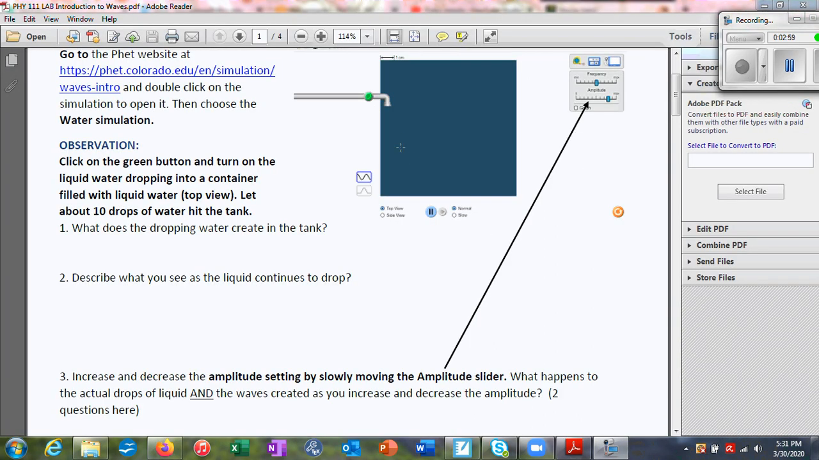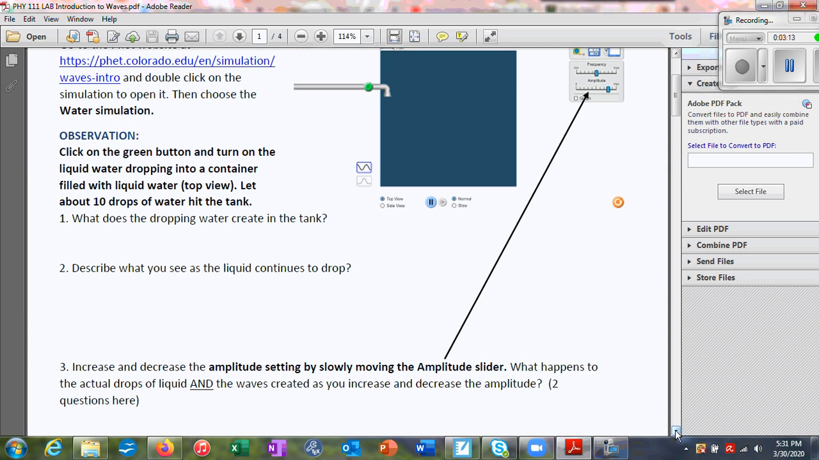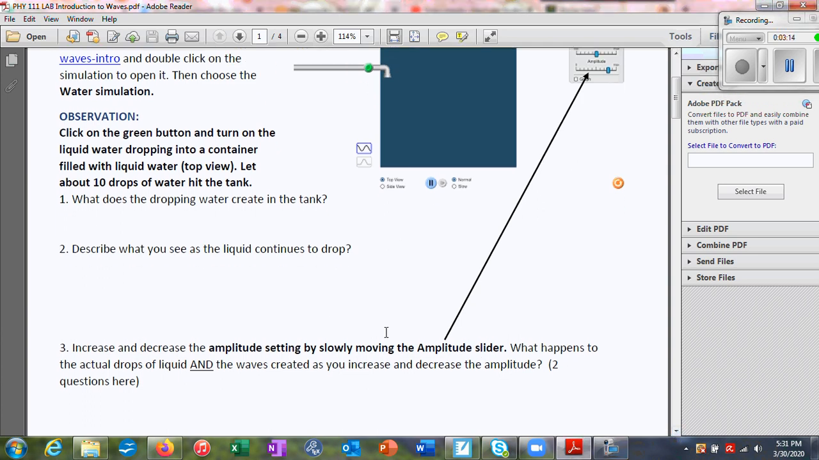So at first, you're just going to let some drops go in, and you're going to answer these two questions. What does the dropping water create in the tank? Well, what are we talking about? What do you see as the liquid continues to drop? Just talk about what you see in terms of all the things we've been talking about. Then you're going to increase and decrease the amplitude setting by moving the amplitude slider.